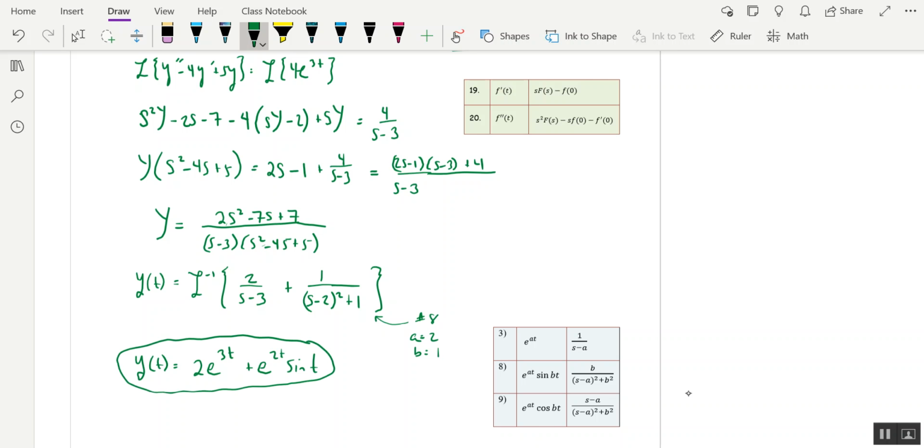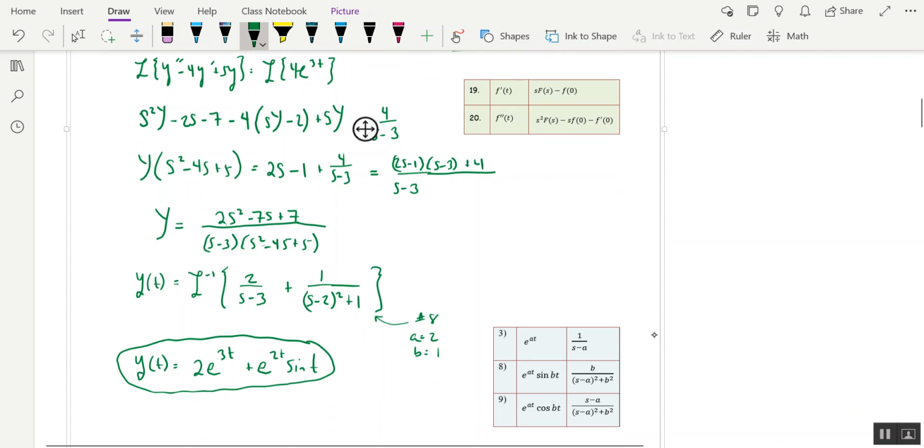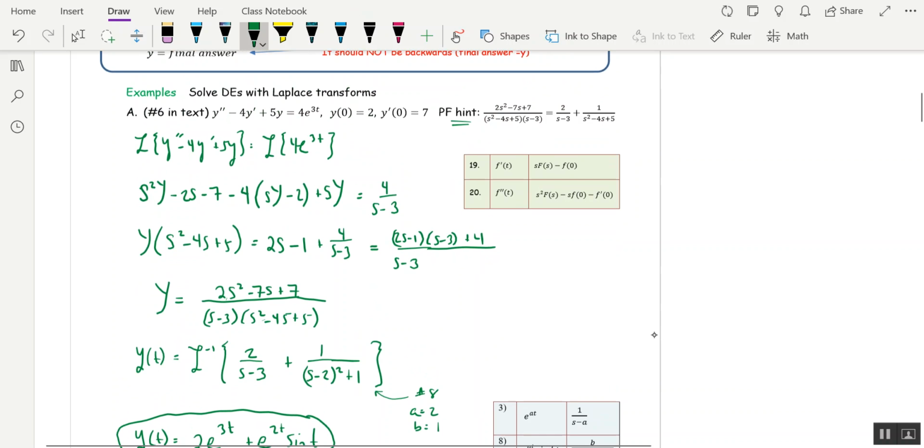That's our answer. So let's reflect for a moment. How could we have solved this problem if we weren't using Laplace transforms? Well, we could do two things. We could use variation of parameters, or we could use undetermined coefficients. If you use undetermined coefficients, UC, remember, you can use UC when you have constant coefficients and the driving function is one of the special types, exponential, sine, cosine, polynomials.